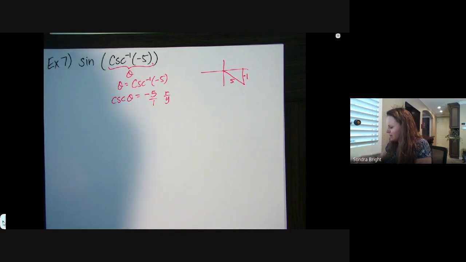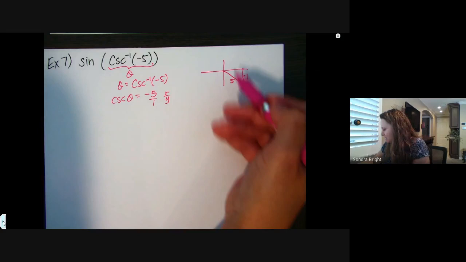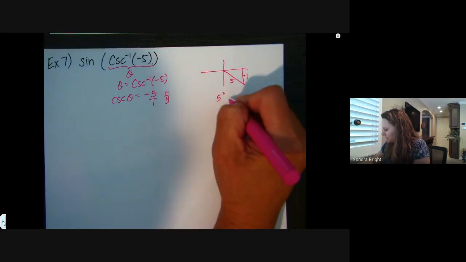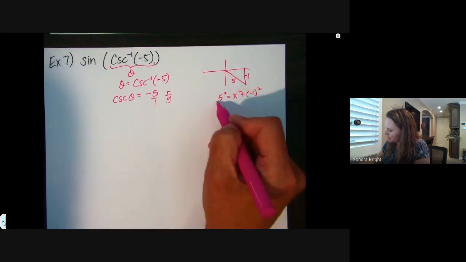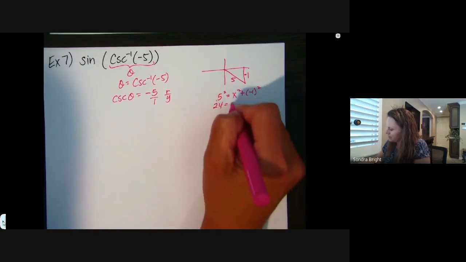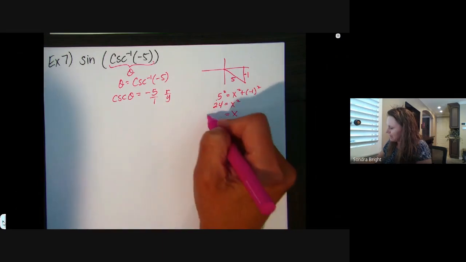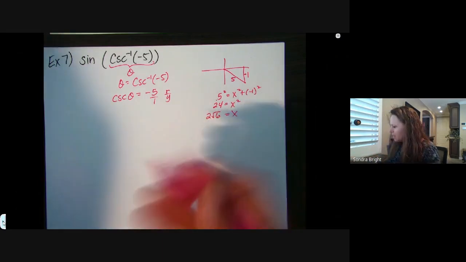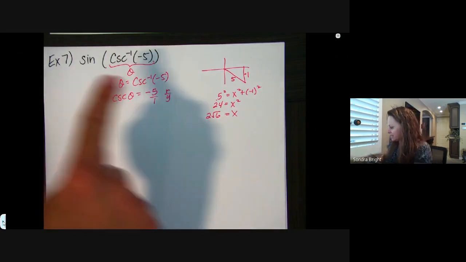And we just want sine. Well, okay, so you could find the x, but honestly, it's not necessary. 5 squared is equal to x squared plus -1 squared. So that's 25 minus 1 is 24. And so x is, where do we figure that out? 2 rad 6 again. Okay.